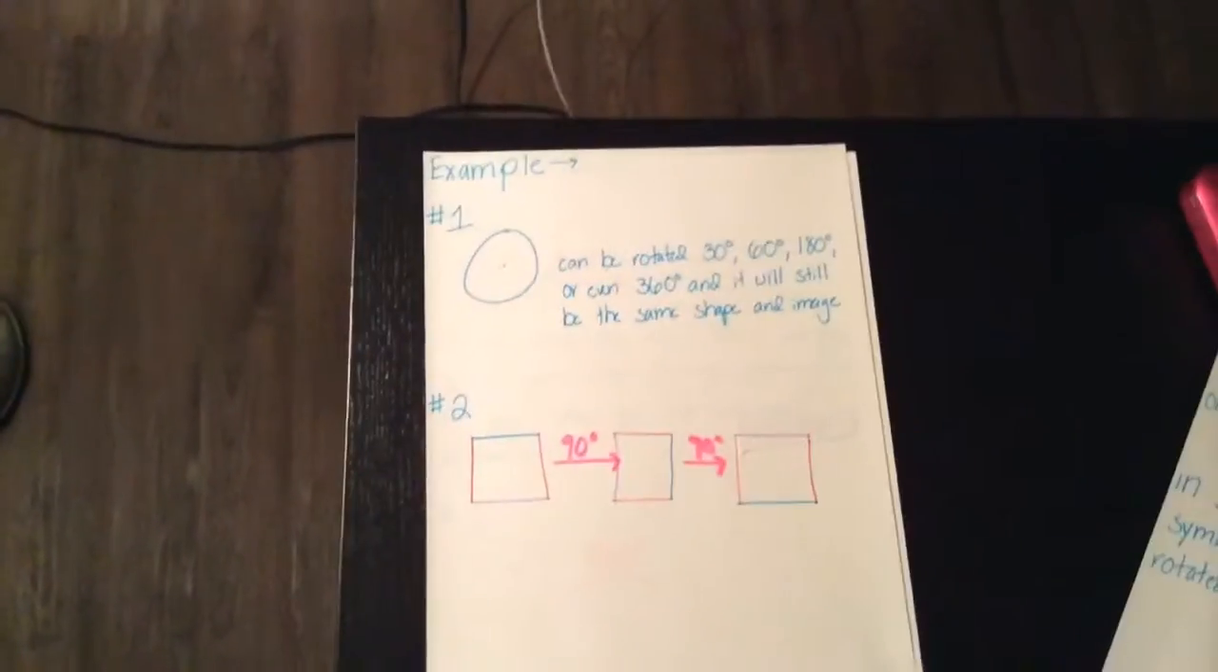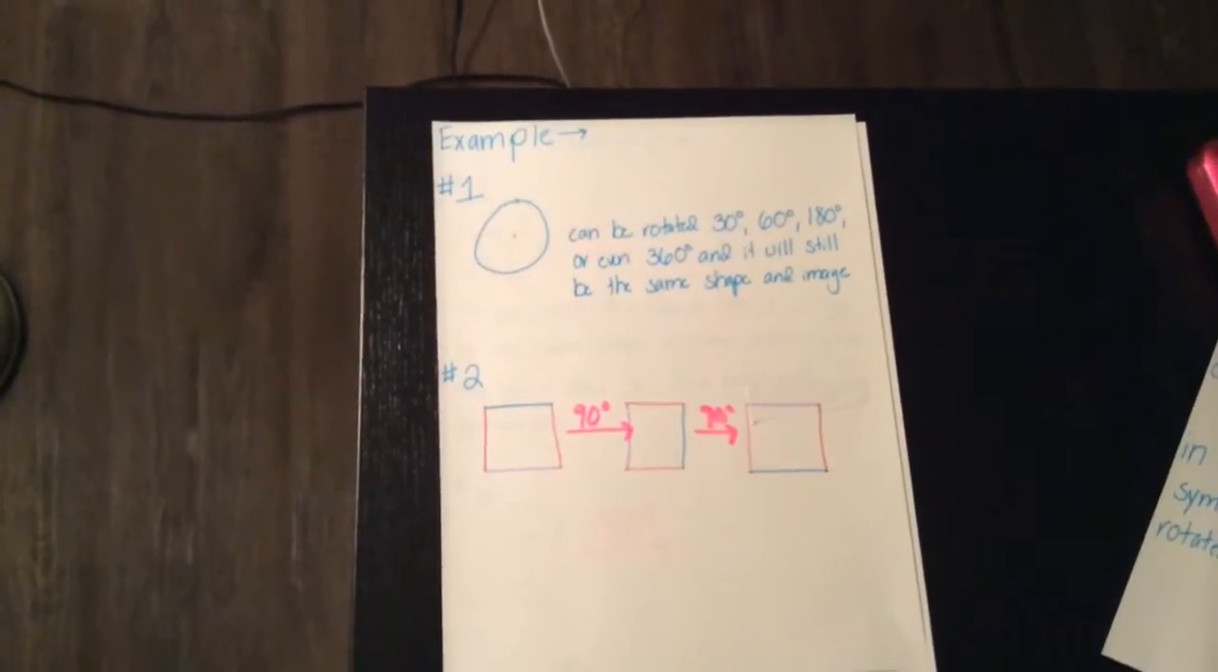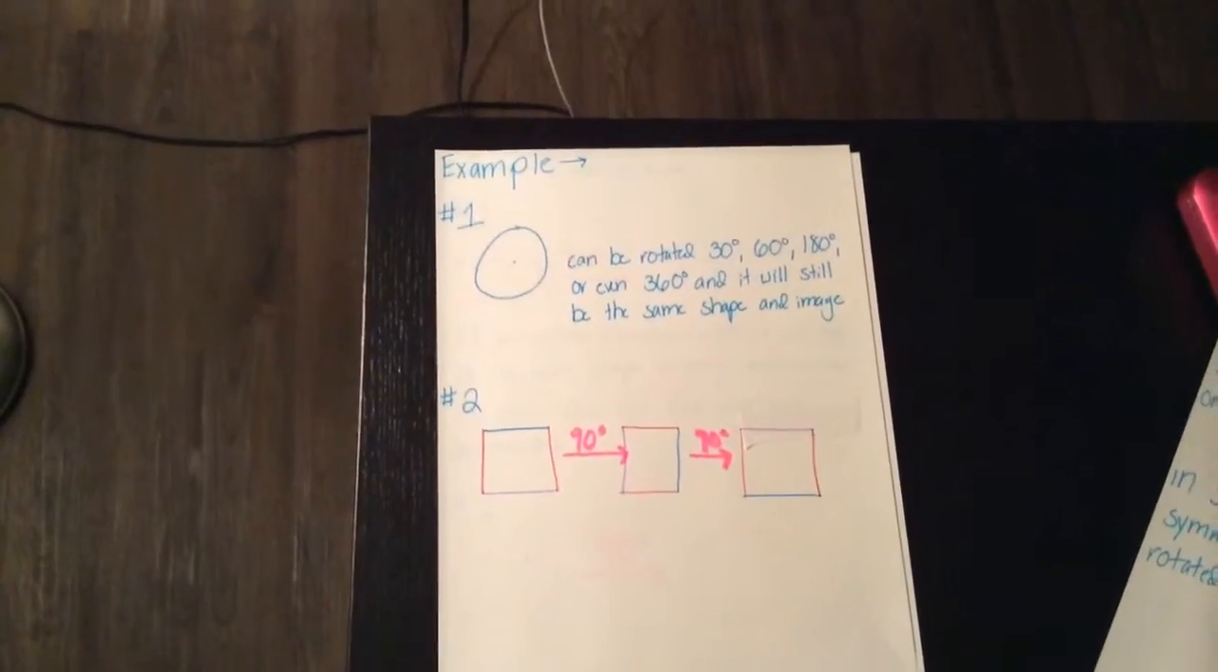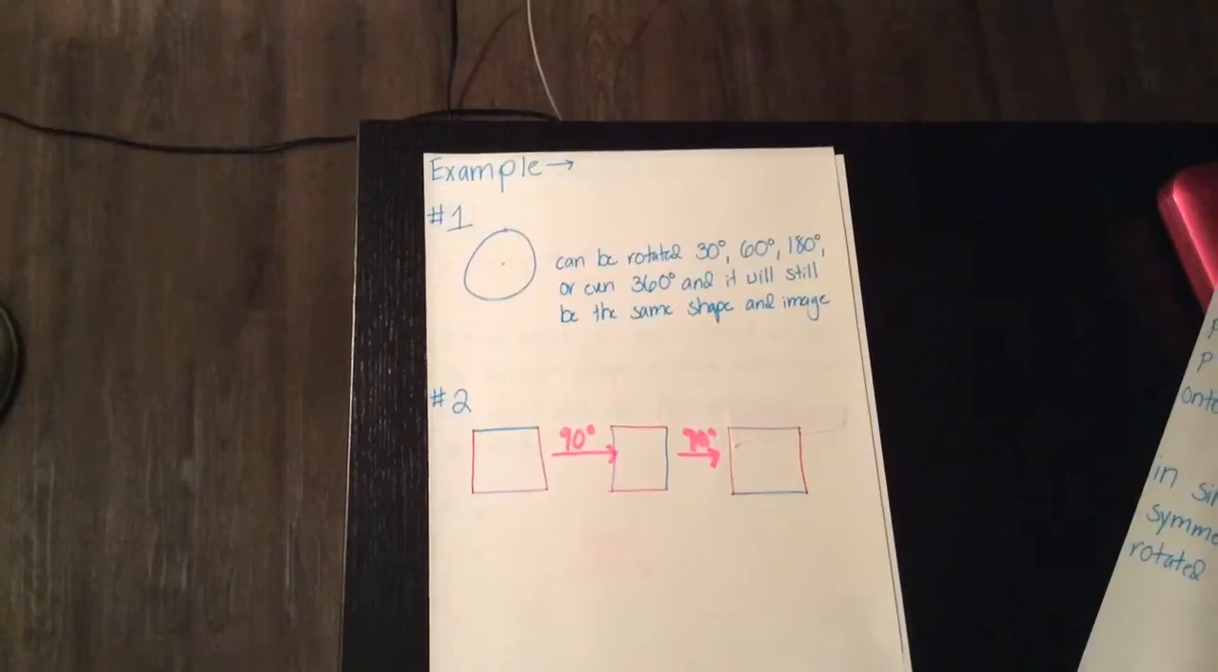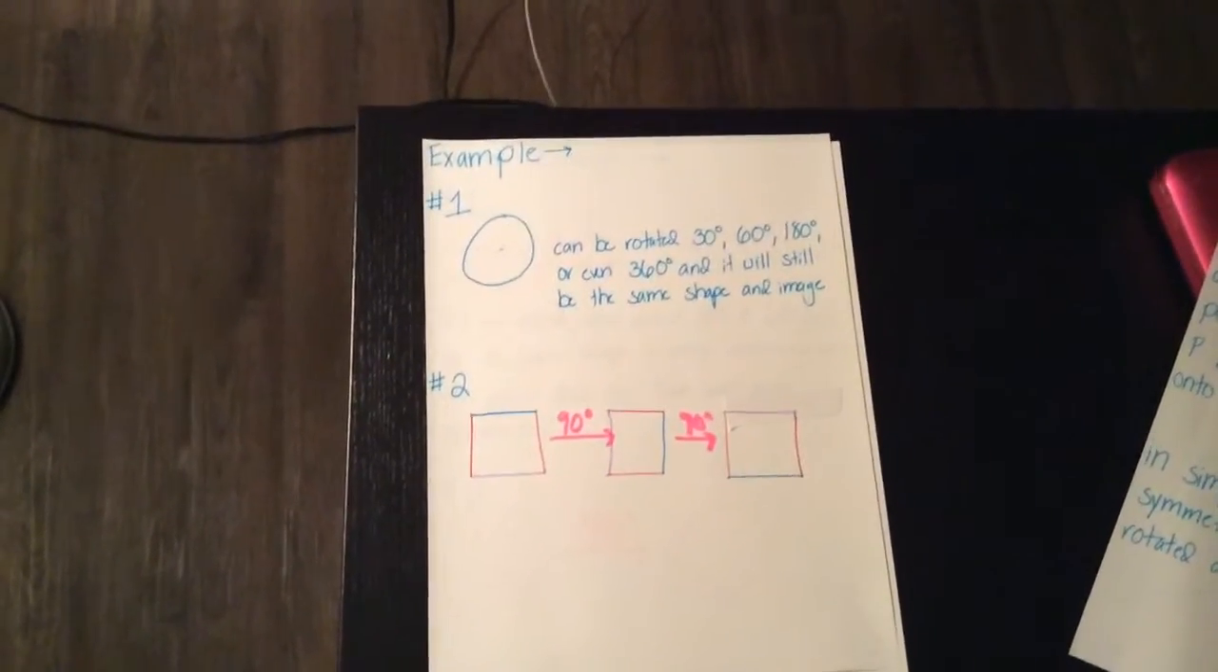We have two examples for this. Our first example is a circle, which can be rotated 30, 60, 180, or even 360 degrees, and it will still be the same shape and image.